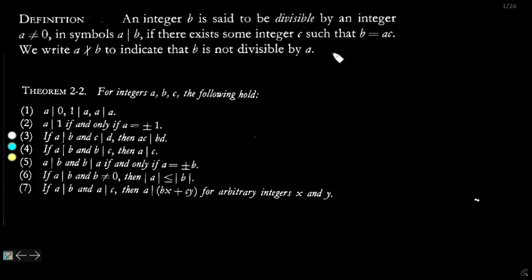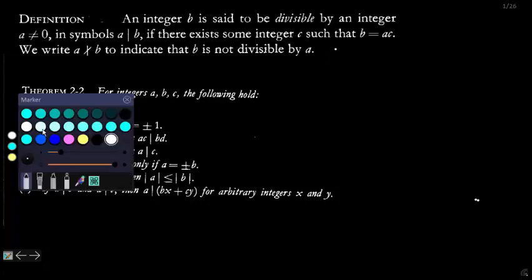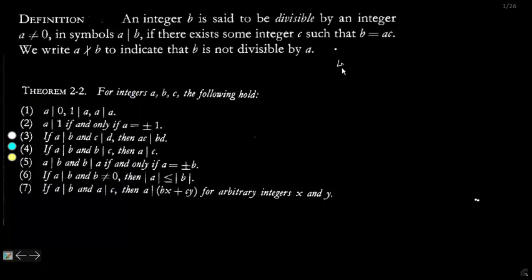For example, 2 divides 4. Why does 2 divide 4? Because 4 can be written as 2 into 2. So there exists an integer, this 2, so 2 divides 4. Similarly, minus 3 divides minus 12. Why does minus 3 divide minus 12? Because minus 12 can be written as a multiple of minus 3: minus 3 into some integer 4. This is the integer c here.